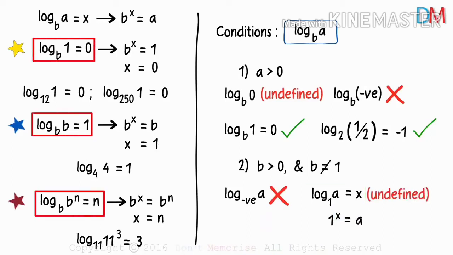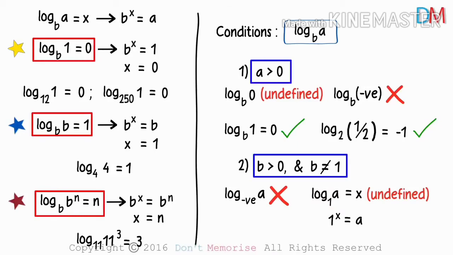So these were the 3 simple primary properties of logs, and these were the conditions. With this, we can move ahead and solve interesting examples.